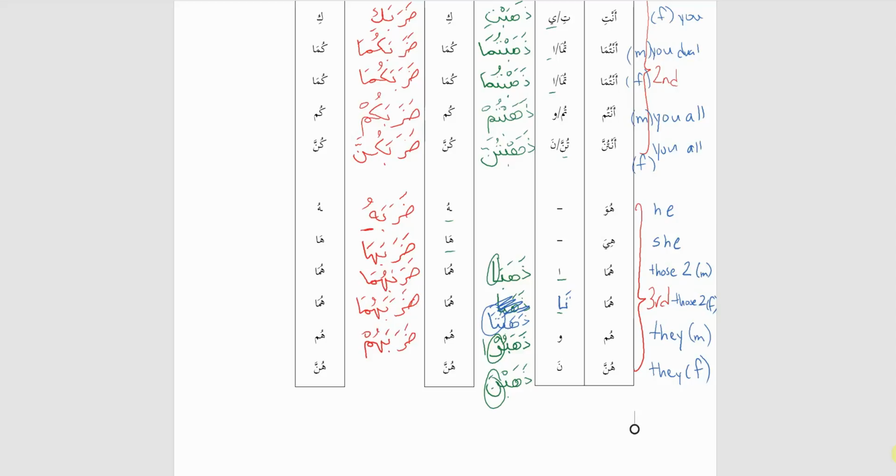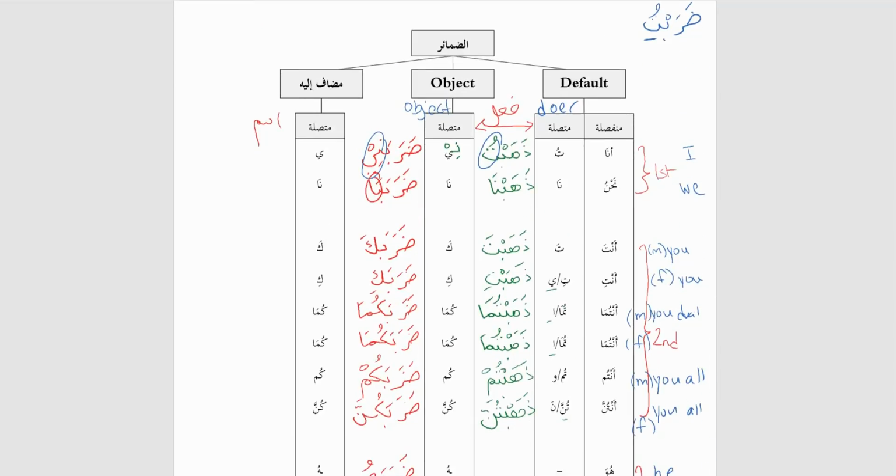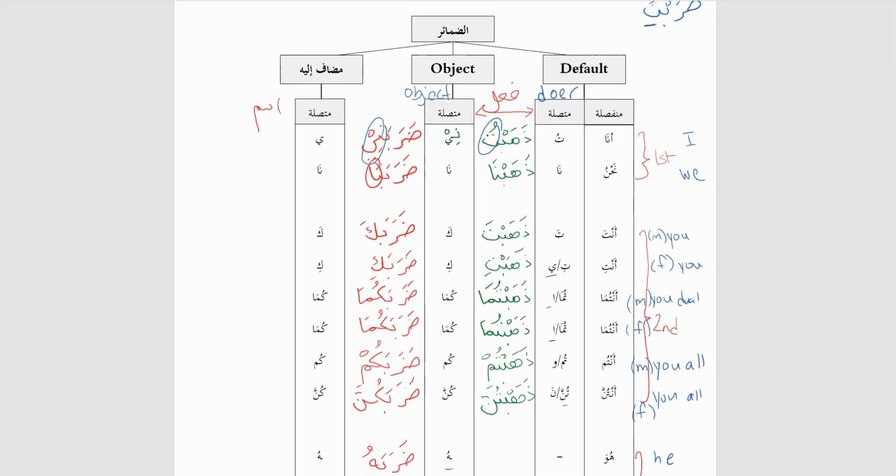ضربهم. This means he hit them. And ضربهن, which means he hit those girls, which is referring to this hunna here. So these are all just horizontal, same meaning, but one is doer and one is going to be the object. So that's the biggest difference we're trying to understand.